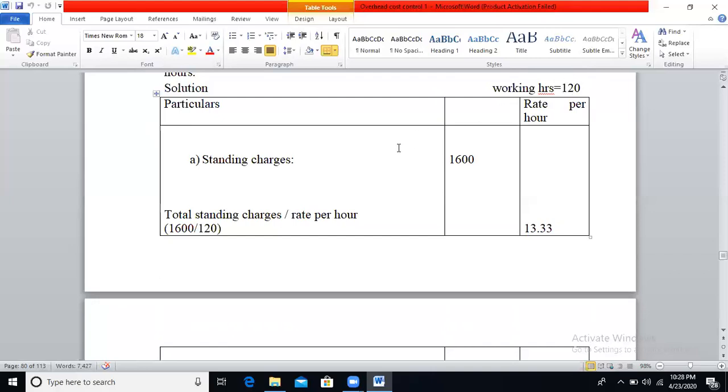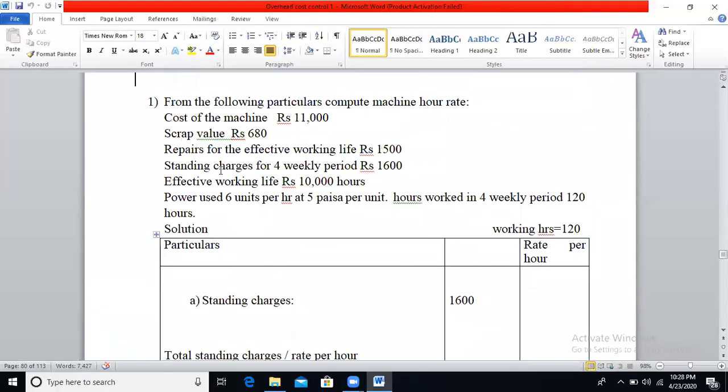So first step is consider each machine separately. Then second step will be apportion the expenses into standing charges and variable expenses. Just remember which are the expenses for standing expenses and variable expenses. And your format will start from the third step.